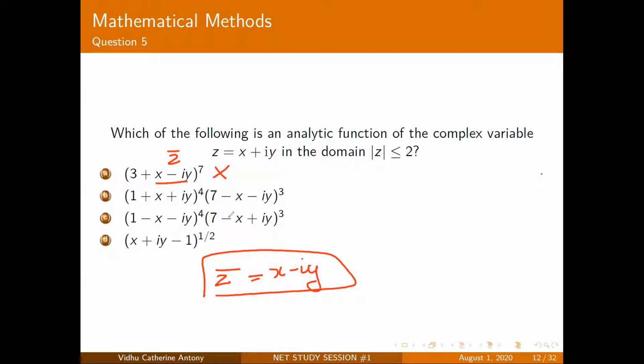Next, let's look at this one. Here you can take out this minus sign and you have an x minus iy, right? So let's cancel this out. Now this one, when you pull out the negative sign, you have an x plus iy. So that can be. Let's just put can be. And this one, let's look at it again. I will tell you why. Let's just erase this off.